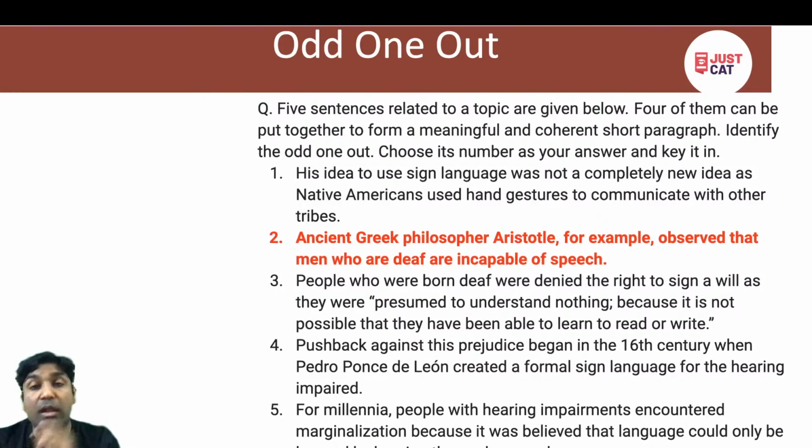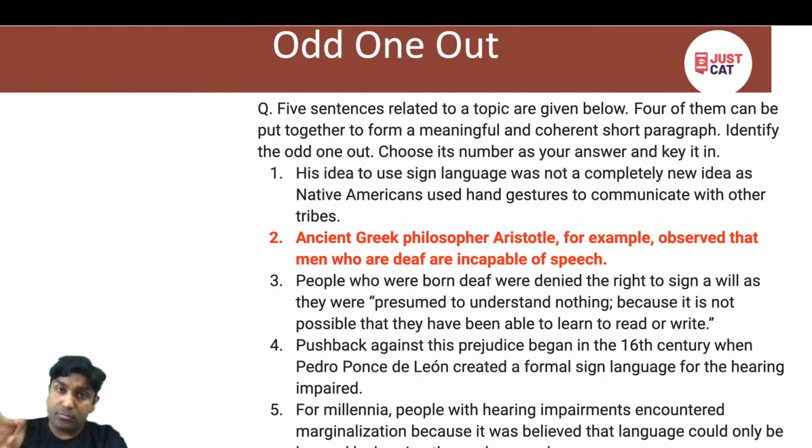Ancient Greek philosopher Aristotle, for example, observed that men who are deaf are incapable of speech. This is out of context, and it is also talking about a timestamp which is very different. We are talking about the 16th century, about 1500 years after the birth of Jesus Christ. Aristotle happened before Jesus Christ. Again, it's a different timestamp, talking about a different idea. We're talking about the injustice met by them, that they were not given equal importance. They were not considered able to ever learn to read or write.